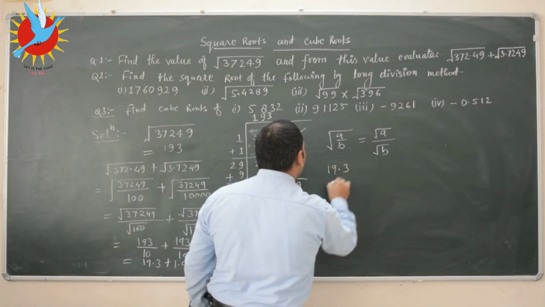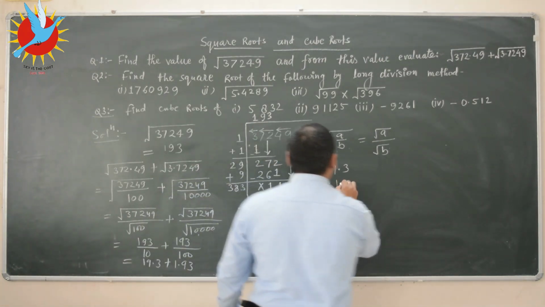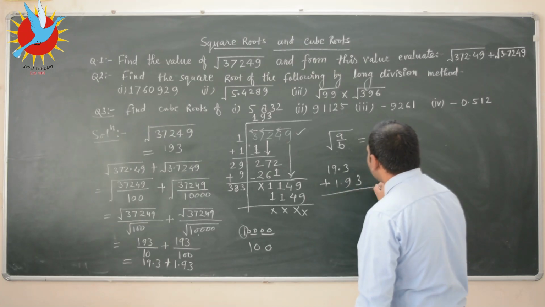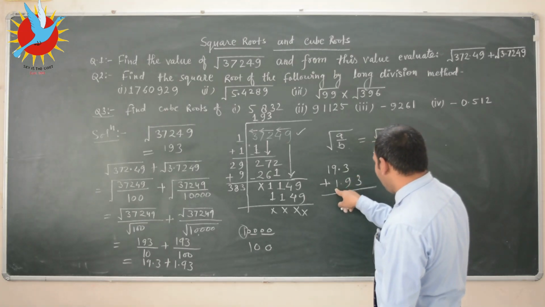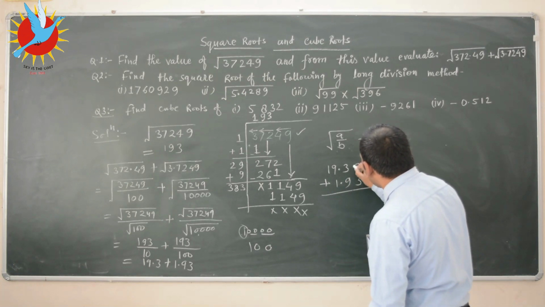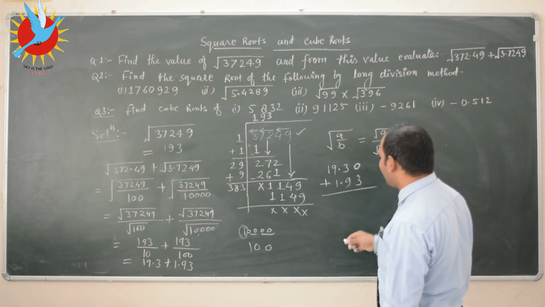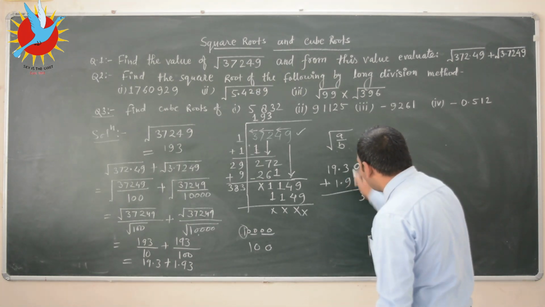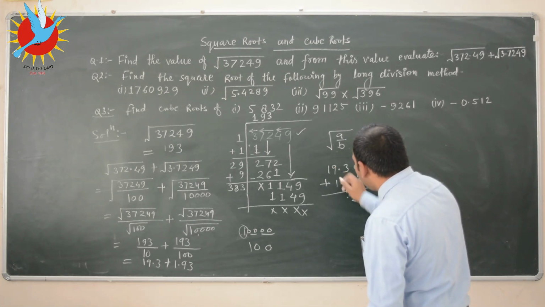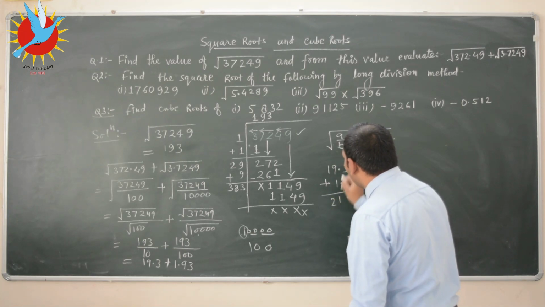Now add 19.3 plus 1.93. Here one addend has 1 decimal place and the other has 2 decimal places, so we write the same number of decimal places for both numbers. Now 3 plus 9 is 12, 9 plus 1 is 10 and 1 carry makes 11, and 1 plus 1 is 2.